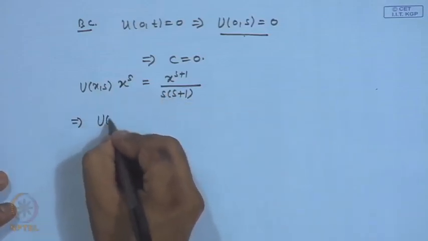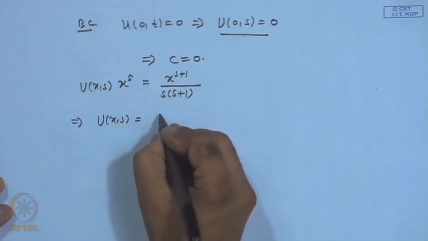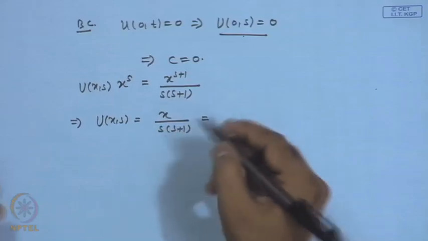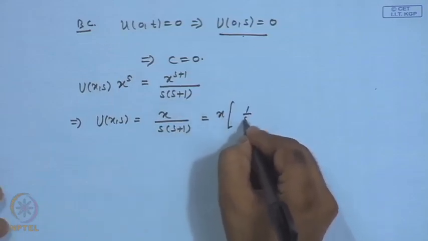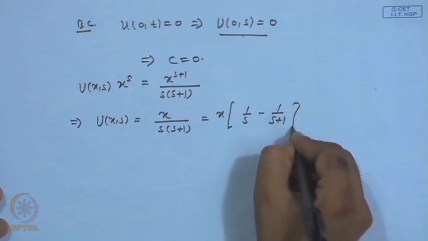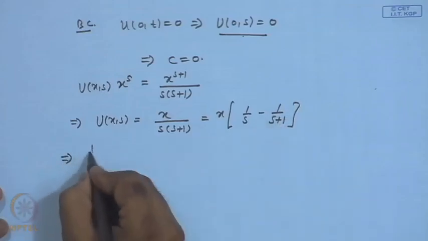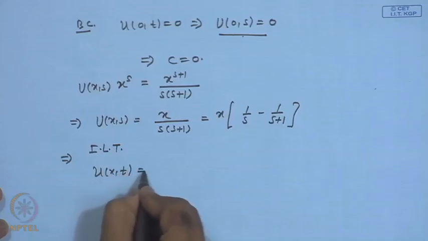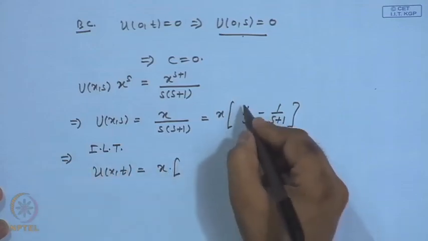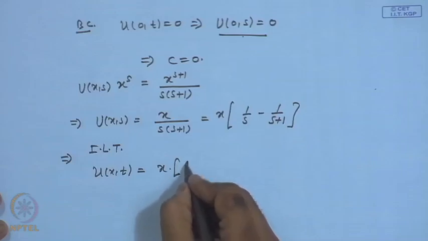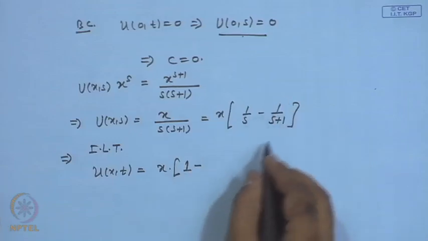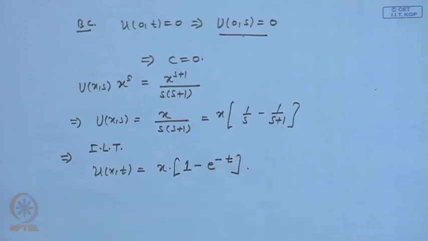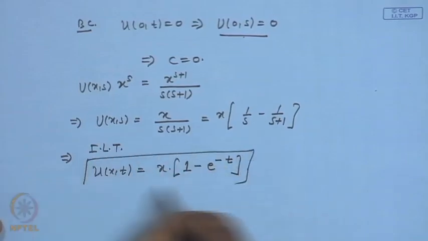Or we have u(x,s) is x over s times s plus 1, and then we do partial fractions. So, we have 1 over s minus 1 over s plus 1. Now, taking the inverse Laplace transform, we get u(x,t) as x times the inverse Laplace of 1 over s, that is 1, minus the inverse Laplace of 1 over s plus 1, which is e to the power minus t. So, this is the solution.